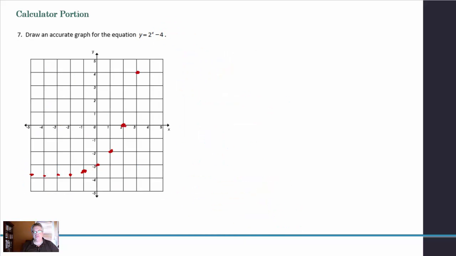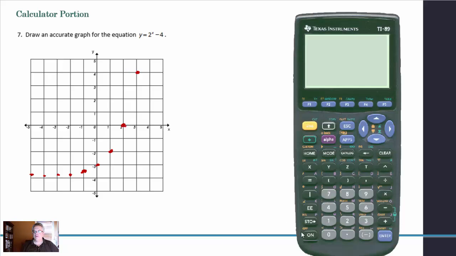Alright, time for the last one. And I'm going to bring back my 84. This is something a little bit different. Alright, so clear that mess out. We want to come up with a graph for an equation. Now it says an accurate graph. That means I want you to plot some points on the graph and then sketch the curve that goes through them. So to do that, let's use our calculator.